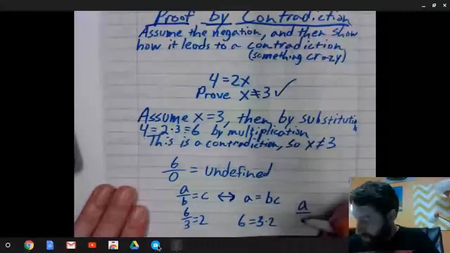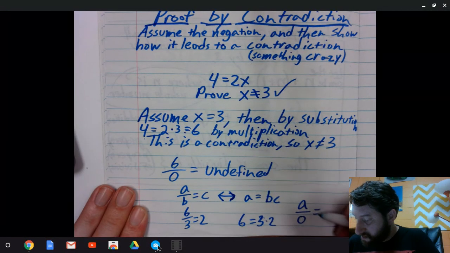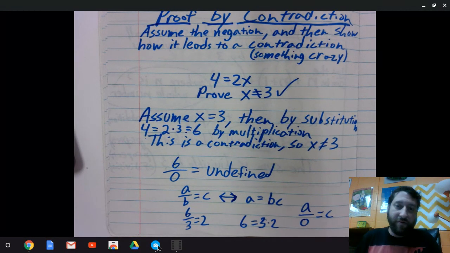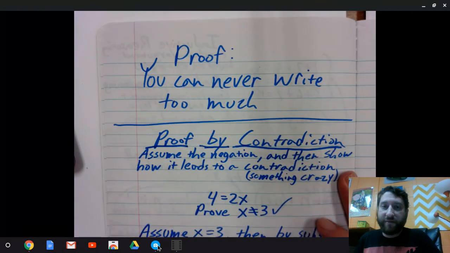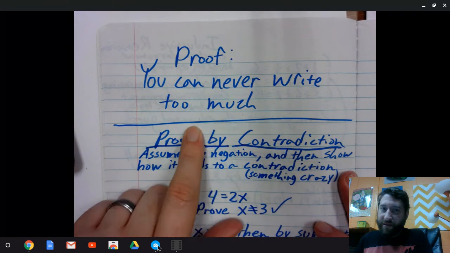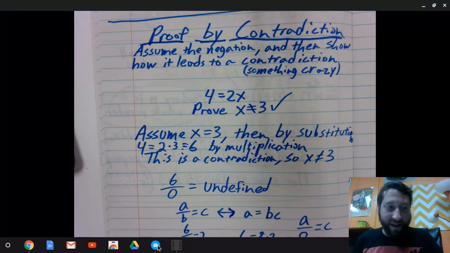Now try it out, switch it up. What about A divided by 0 equals C? All right, so try to think of a way you could do a proof by contradiction. And again, with proofs, you can never write too much. All right. Okay, I'll let you get to it.